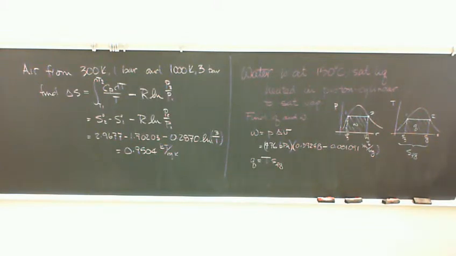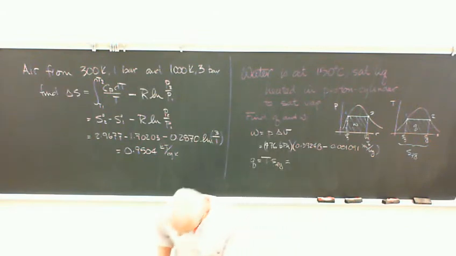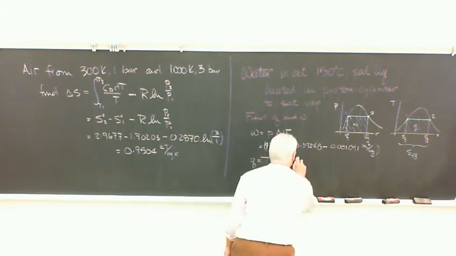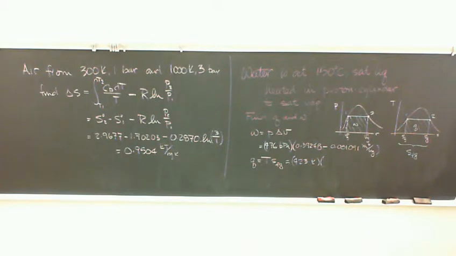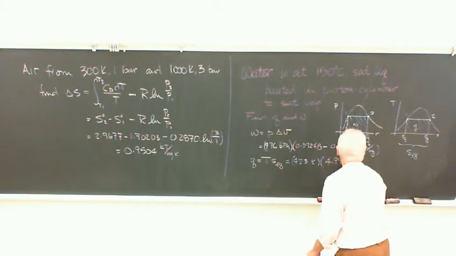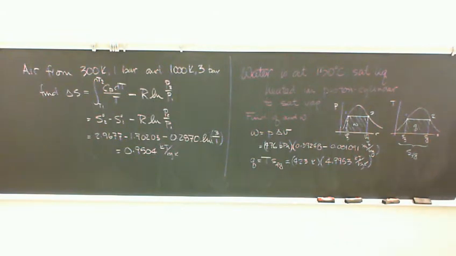For other processes, that wouldn't be the case. You'd have to look up the specific values. But that one's right in the table. Don't forget, it's got to be in degrees Kelvin. Careful going up and down these columns. It's easy to slip a column or slip a row. So be careful when you do these.